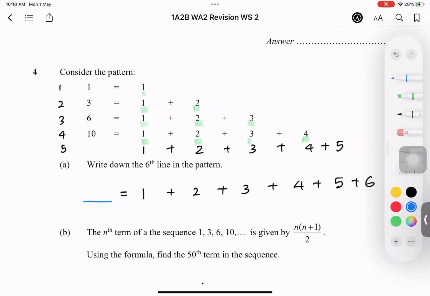1 plus 2. Oh, sorry, somebody is here. Oh, yes, Nicholas is here. 1 plus 2 plus 3 plus 4 plus 5 plus 6. And that number equals 21.